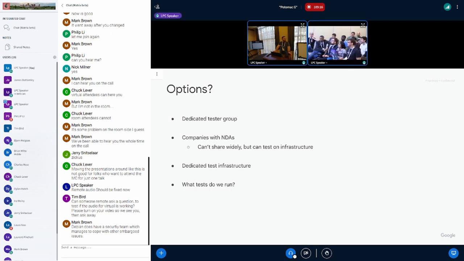Somebody commented, Mark commented that Debian does have a security team that manages this. We were talking about Debian earlier, so I just wanted to point that out.